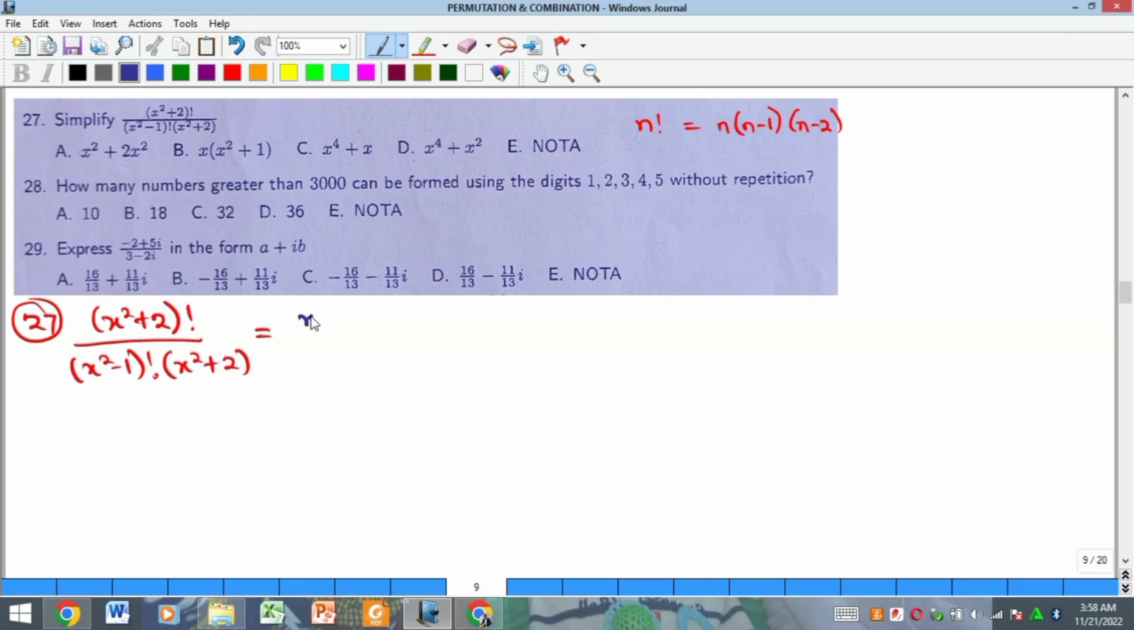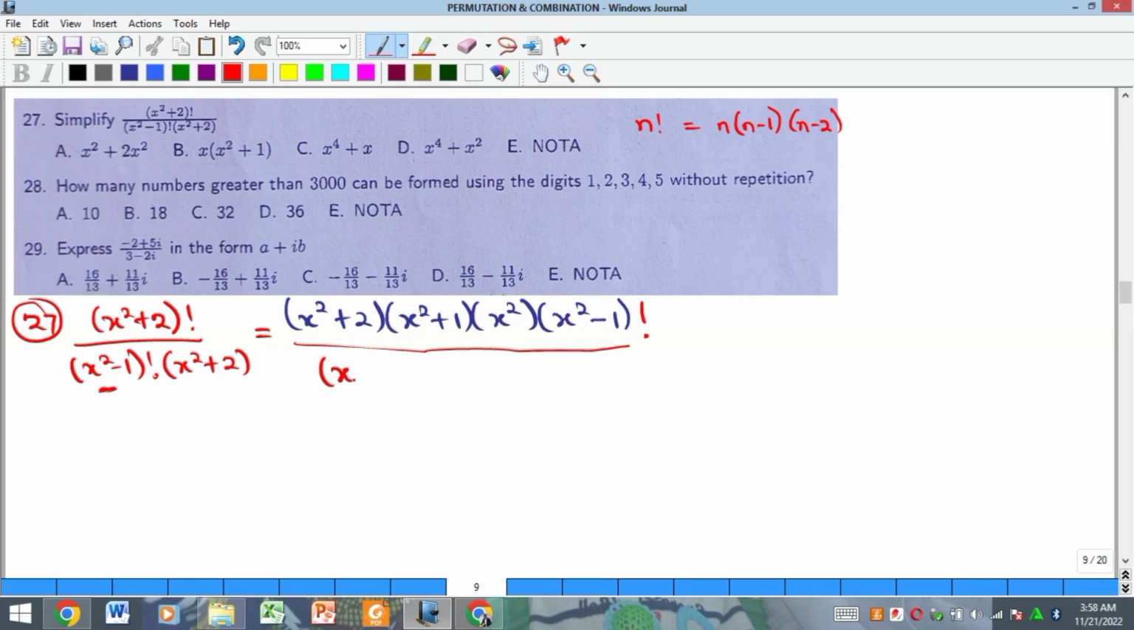So if I just bring it the way it is, I am going to have my x squared plus 2 times, I will remove 1, that's x squared plus 1. I will remove 1 again, that's x squared. I will remove 1 again, that's x squared minus 1. Why am I going that way? I want to get to what is in the denominator, so I can stop here. Then this is all over, and in my denominator, I just write what I have there, and here I also bring it down.